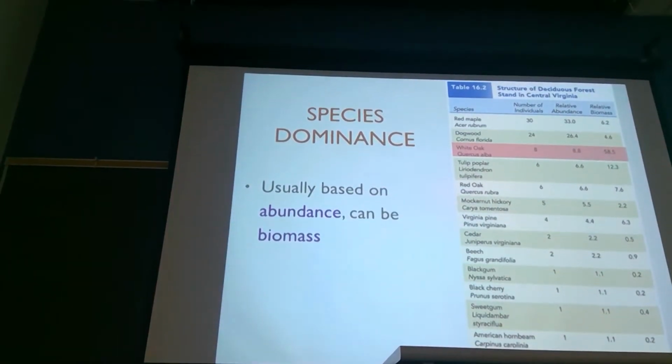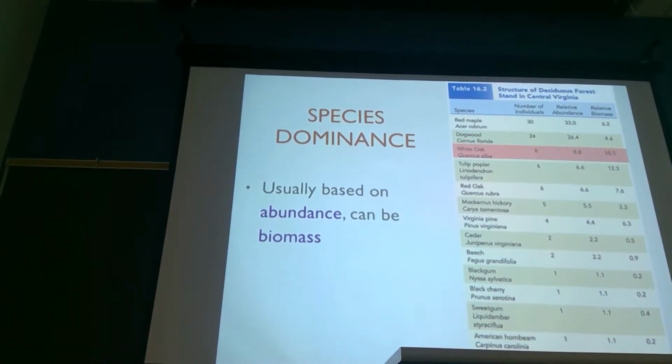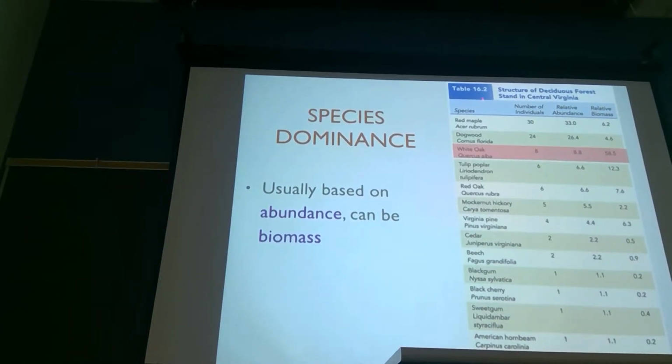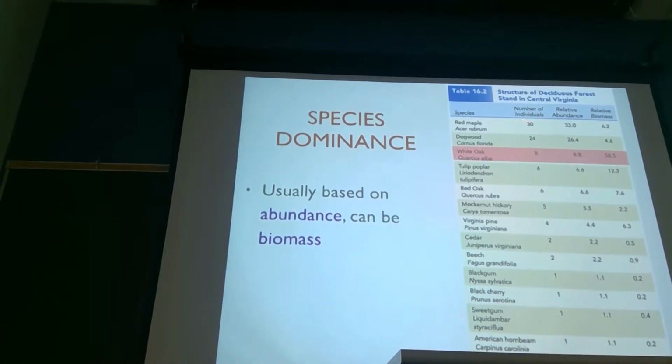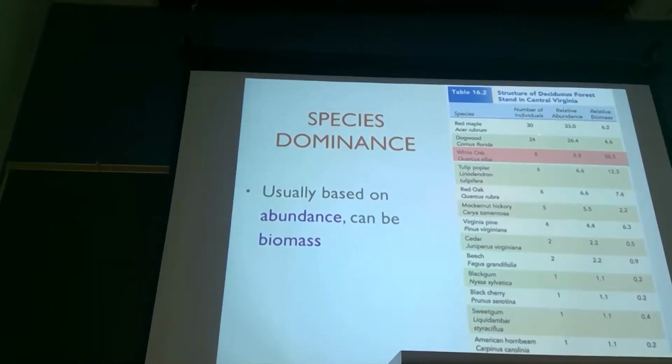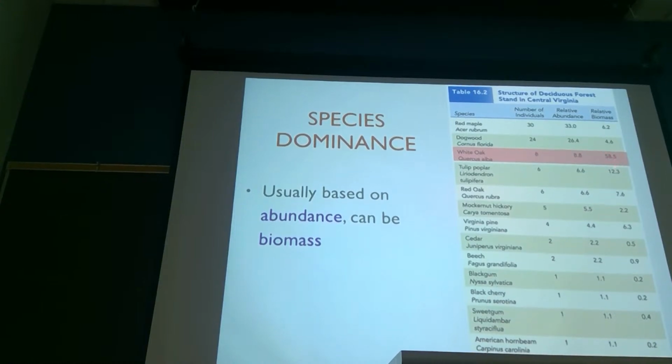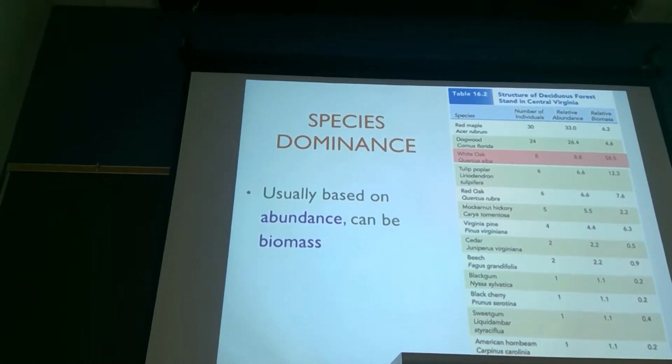Okay, so species dominance, it's usually based on abundance. Like what is the most abundant species as we go there and count them numerically. And so in this particular diagram, you can see that numerically the dogwood and the maples are the most abundant species. But sometimes it's important not just to look at numbers, but then relative abundance and biomass, particularly for plants.